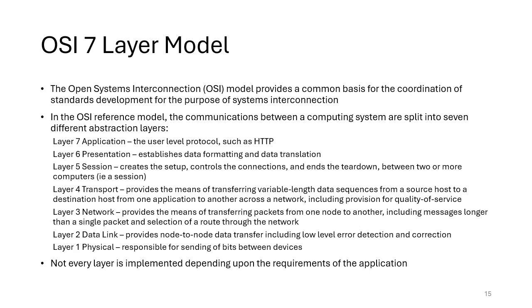So with the OSI reference model, the computers are communicating, and they are split into 7 abstraction layers to actually define how the communications work. So we're going to start at the bottom. If you look at layer 1, this is the physical layer responsible for sending bits between devices. So in Ethernet, this is like the underlying electronics.